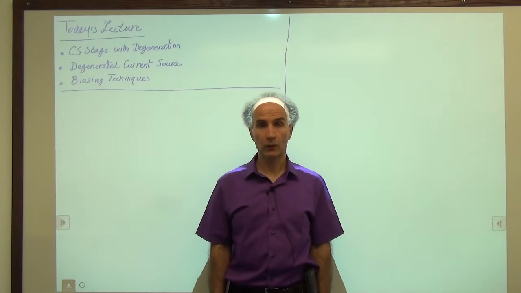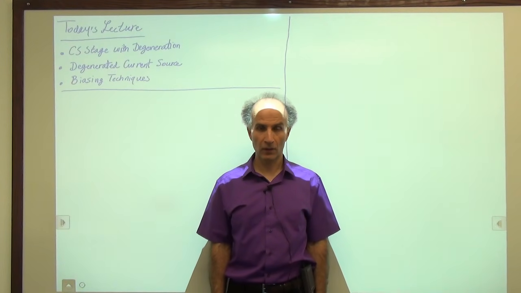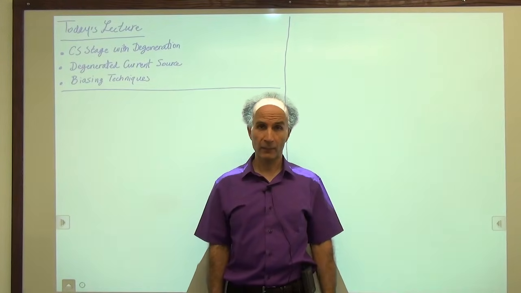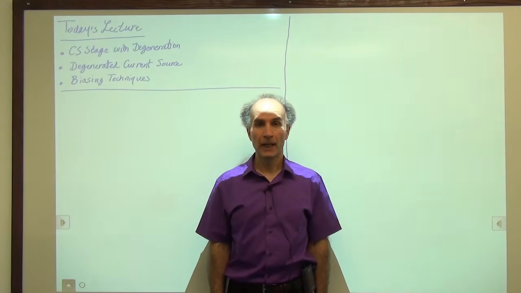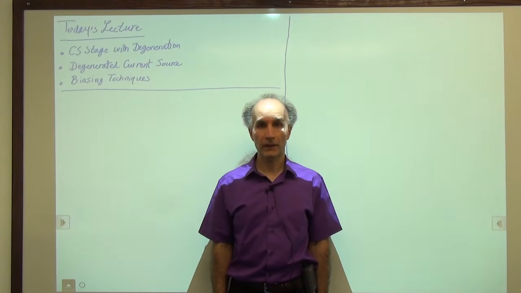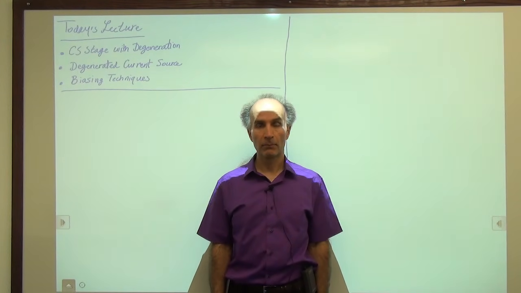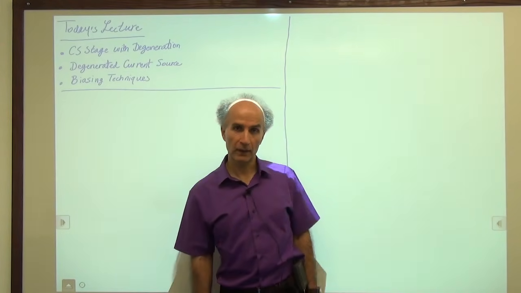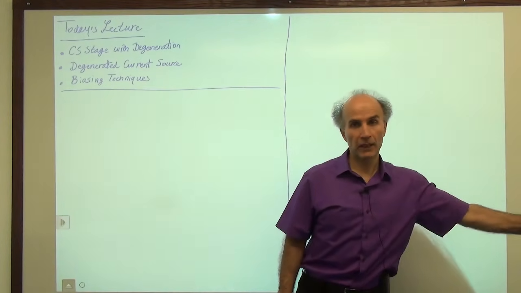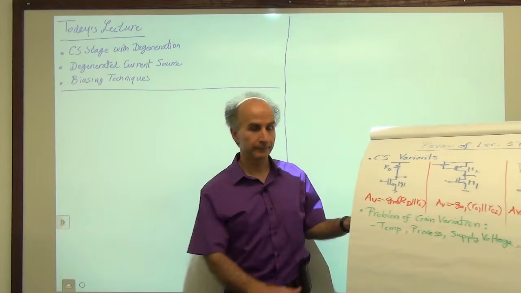Today we will look at one more variant of the common source stage called the common source stage with degeneration, which has some nice properties and is used sometimes in circuit design. And then we will look at some other concepts related to biasing these types of stages. But before we go there, let's refresh our memory and see what we covered last time.